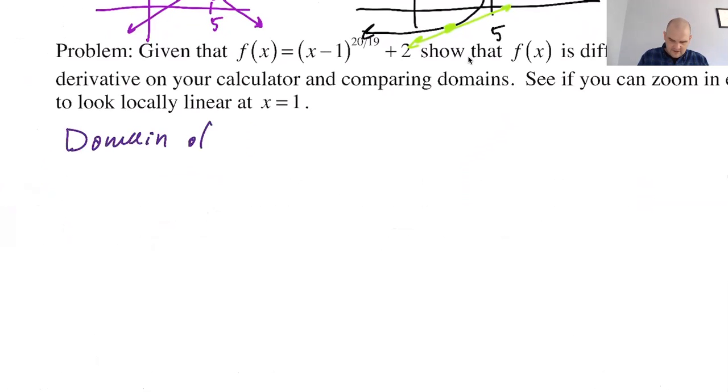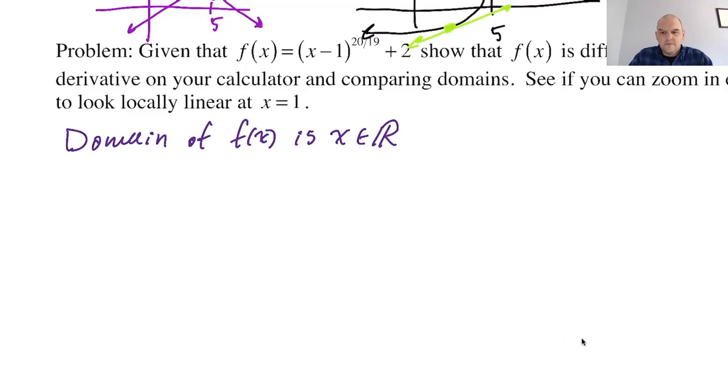of f of x. So f of x is totally normal, right? You're finding essentially the 19th root, so that's an odd root, so all reals. So the domain of f of x is x is an element of the reals. All right, let's have the calculator find the derivative for us and go from there.